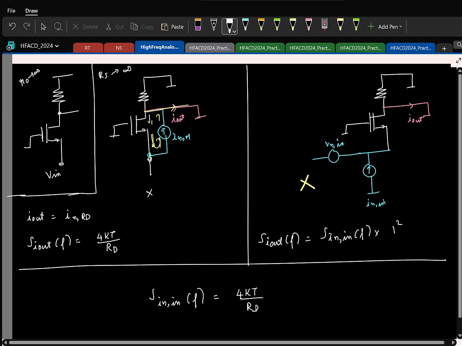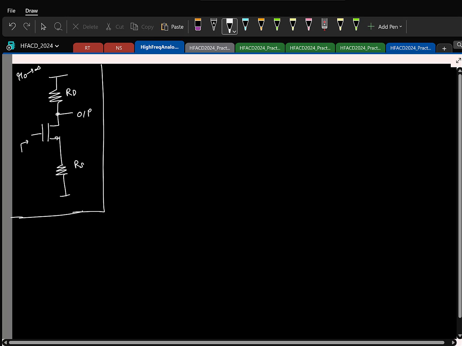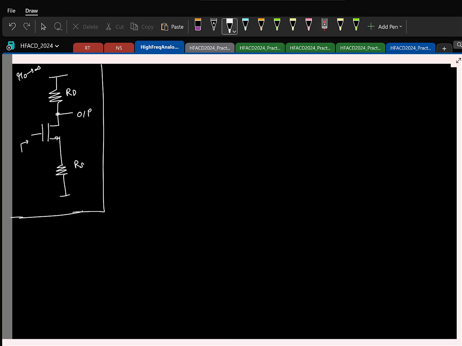So hopefully now you get a feel for how this calculation is done. So let's take a few more. So let me take this guy. This is where I apply the input. This is the output. Again, ignore R0. So first of all, here what is the input impedance? Infinite. So you don't need to find the current. Current will be 0 straight away. So only voltage is needed.